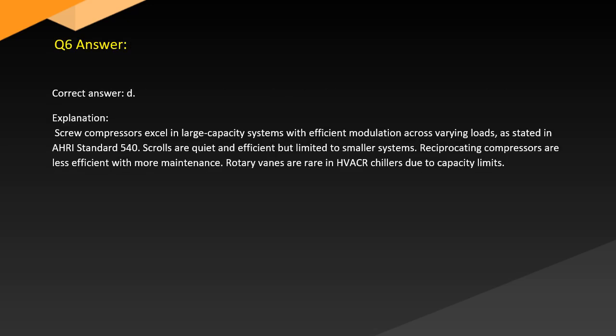Answer. Correct answer: D. Explanation. Screw compressors excel in large capacity systems with efficient modulation across varying loads, as stated in AHRI Standard 540. Scrolls are quiet and efficient but limited to smaller systems. Reciprocating compressors are less efficient with more maintenance. Rotary vanes are rare in HVACR chillers due to capacity limits.